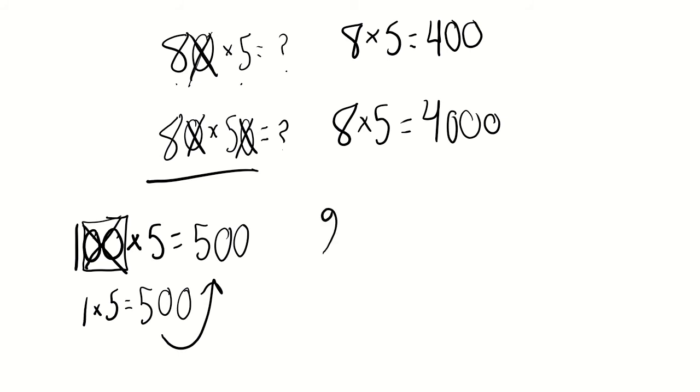Let's try it again. 900 times, let's say, 8. Do this by yourself with the steps that we discussed. Step number 1, step number 2, step number 3. There are 3 total steps. Pause the video, but I'm going to pause myself for around 5 seconds.